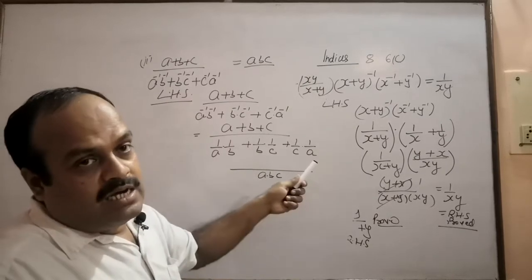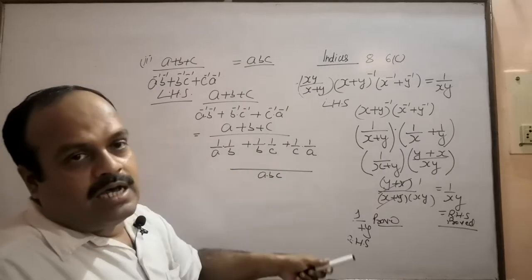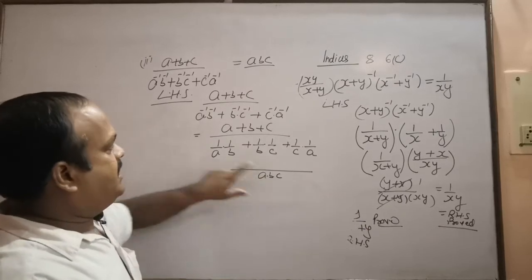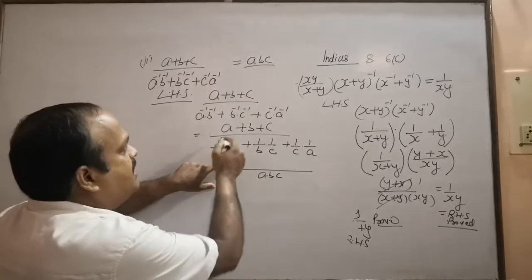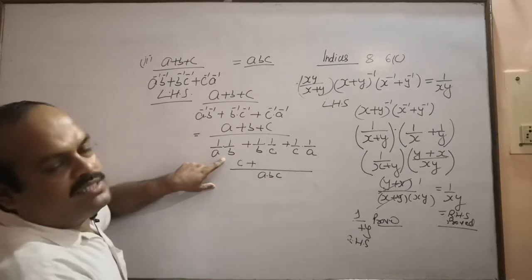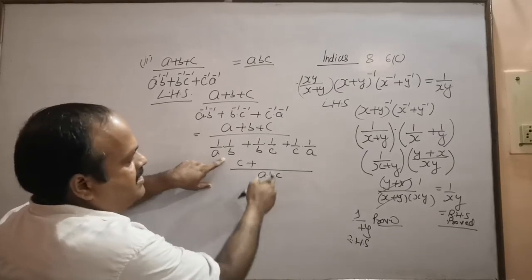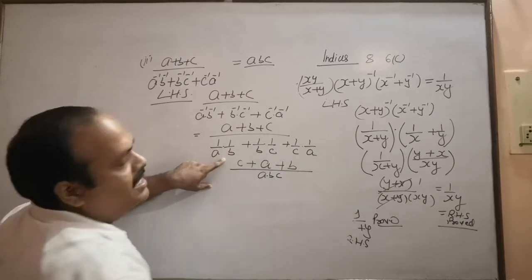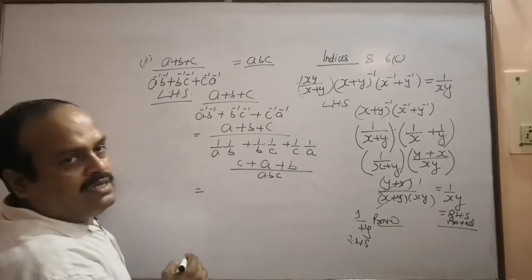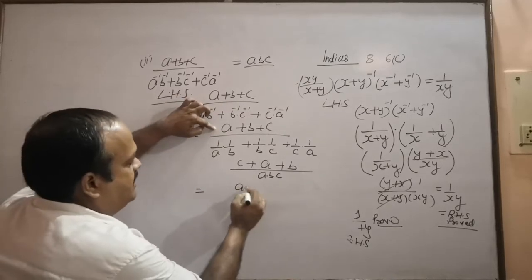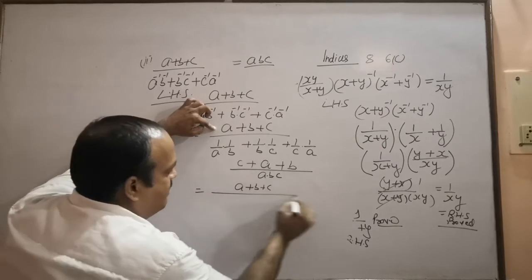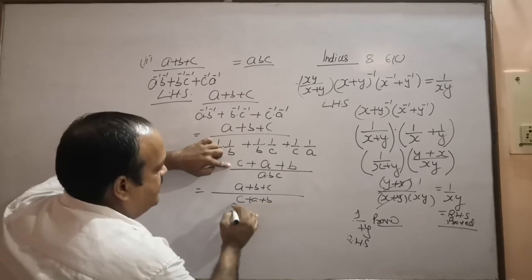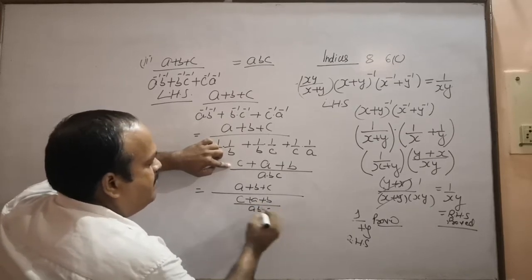But since these terms are fractional terms, we go for LCM. So abc divided by ab will give us c. C multiplied by 1, we get c. Here when we divide abc by bc, we will get a, and multiply here a. Then similarly b. So what do we get finally? We get a plus b plus c upon abc.